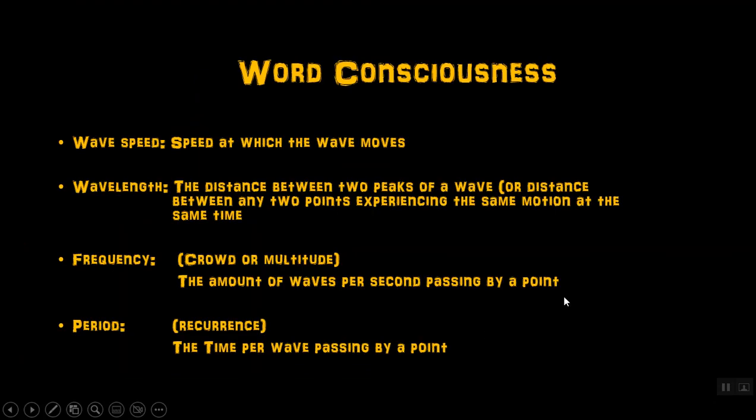The next part we're going to look at is the wave speed. It is the speed at which the wave moves. The wavelength is the distance between two peaks of a wave, or the distance between any two points experiencing the same motion at the same time. Frequency, which means crowd or multitude, is how crowded the waves are, or the number of waves passing per second by a point. And period, the recurrence, is the time per wave passing by a point.